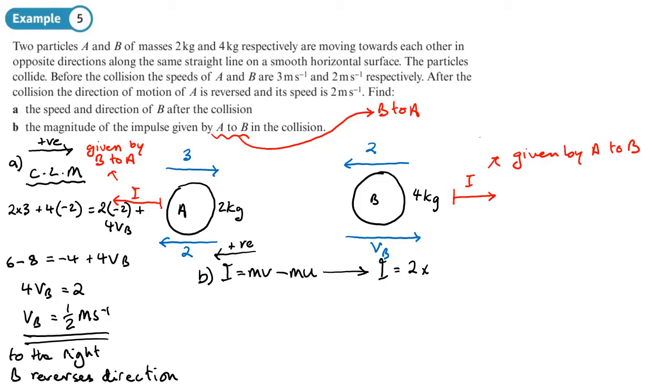So 2 times, now the velocity afterwards is going to be 2, because it's the same direction as I'm taking positive, minus 2 times, now the velocity is pointing the other direction, so it's got to be negative 3. So that will give me 4 plus 6. So I'll get an impulse of 10 Newton seconds.